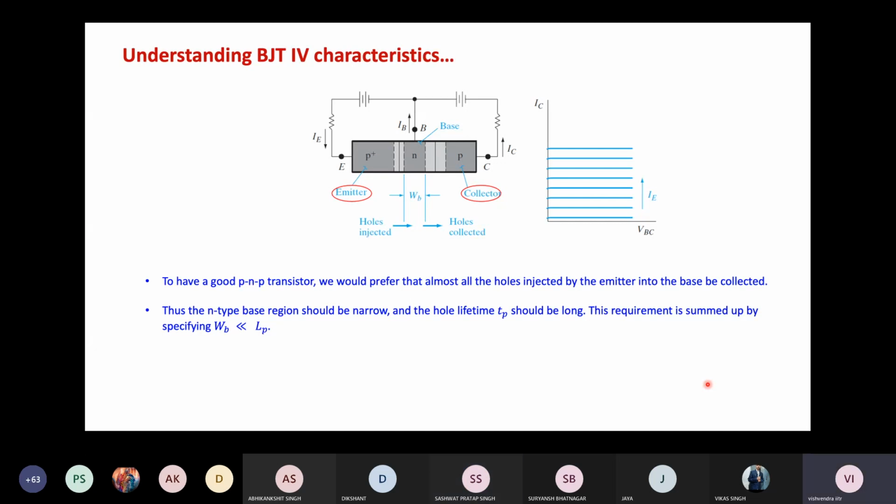VBC, sorry, what is your question? If VBC is equal to 0, then how is IC having that value? Yeah, so would somebody like to answer that?